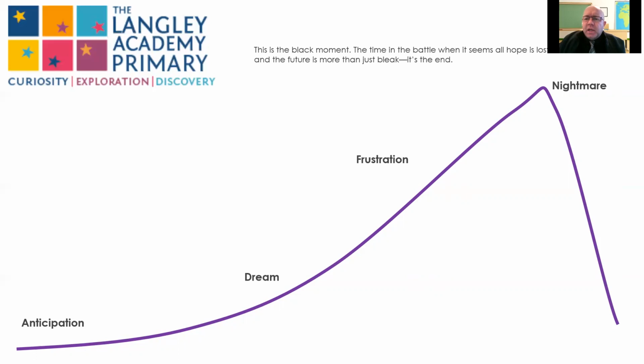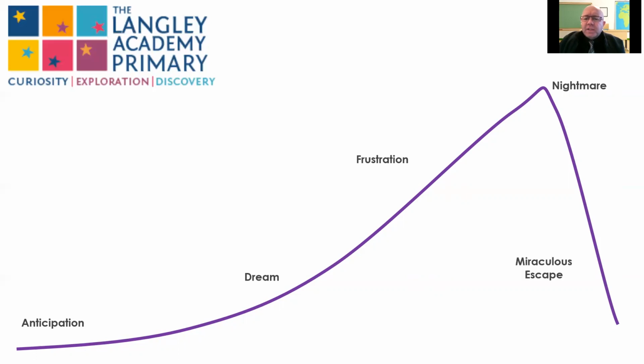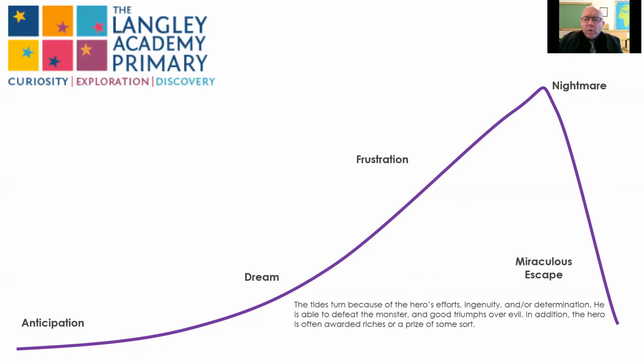Okay, so after the nightmare section, we get to this miraculous escape where our hero does win. The tide suddenly turns, everything changes in the story, in the battle. Maybe it's the hero's efforts, maybe it's his ingenuity, how clever he was. Maybe it's determination, maybe it's all three. And he's able to defeat the monster and good triumphs over evil. And in addition, in this part of the story, the hero can often be rewarded with riches or some sort of prize. Okay, so there's our story mountain for overcoming a monster.